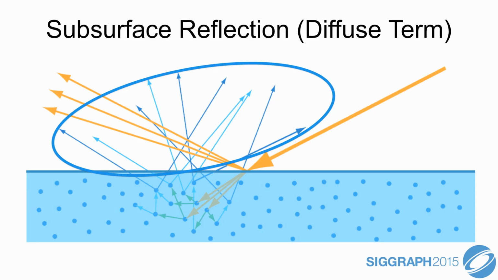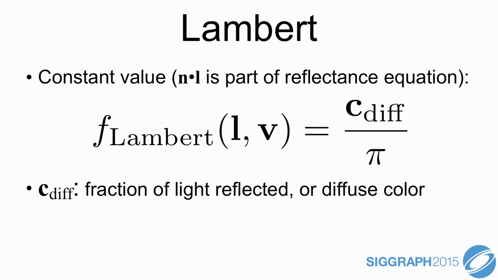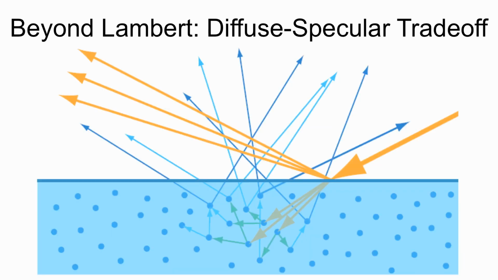People have traditionally modeled this with Lambert, which is a constant. The n.L is part of the reflectance equation, not part of the BRDF. And there are various models going beyond Lambert. Some of them we've seen in this course in previous years. Some of them model this diffuse-specular trade-off, whereas Fresnel is causing more light to go towards the specular. That means that necessarily it's causing less light to be refracted and less light to be available for the diffuse model, which Lambert does not model.